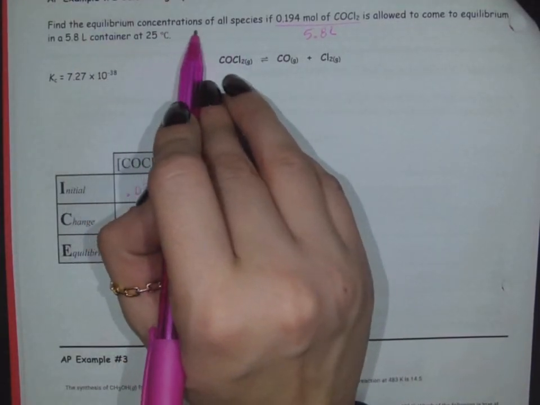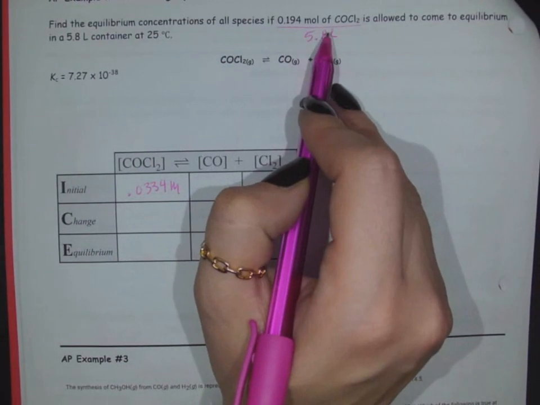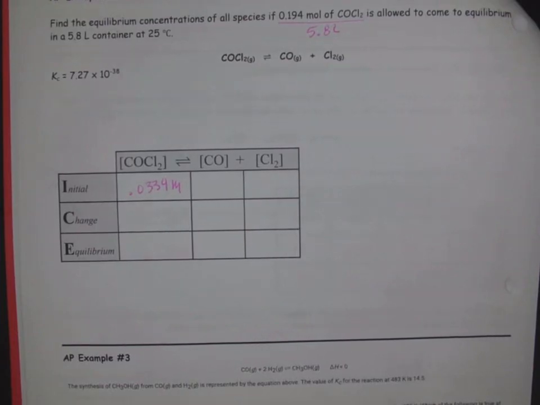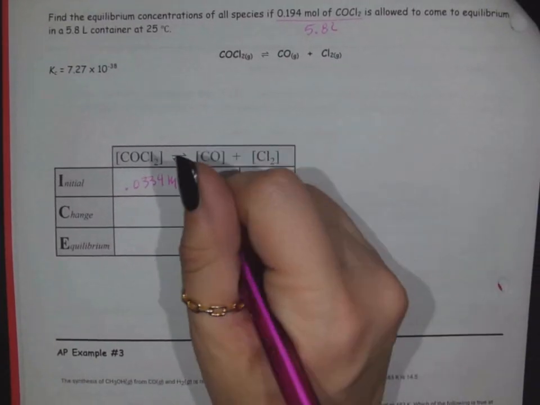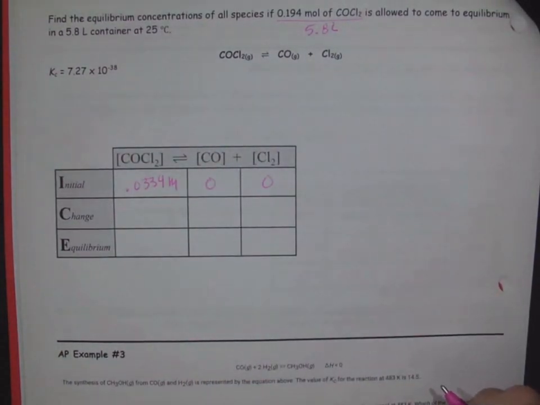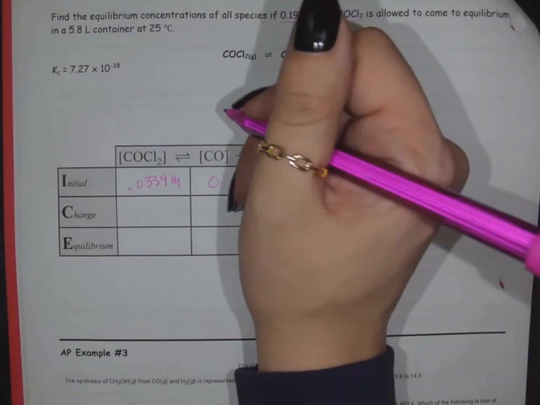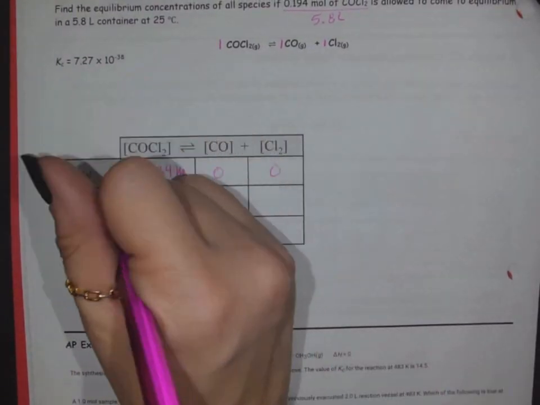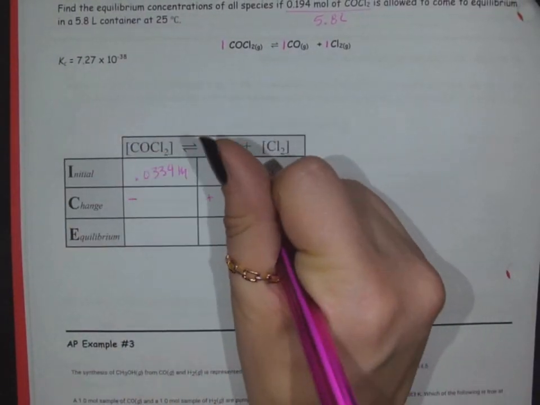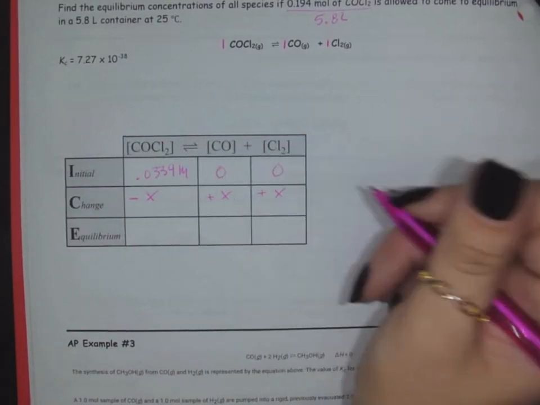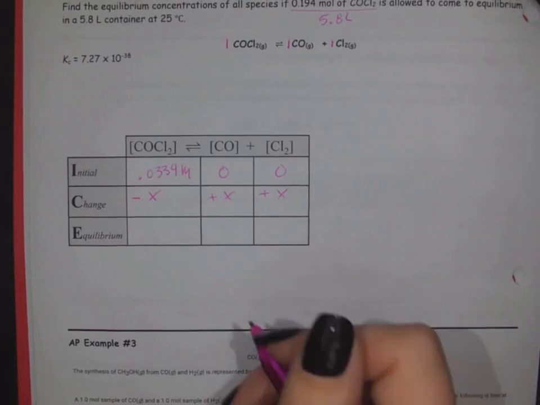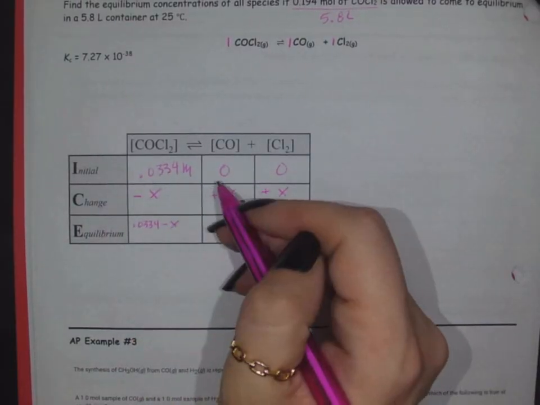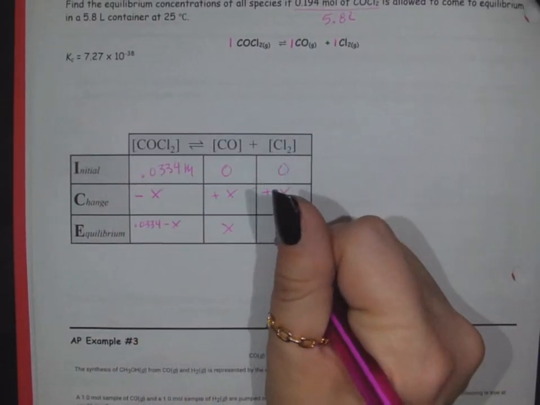So find the equilibrium concentrations of all the species if this many moles is allowed to come to equilibrium in that container. All right, so it didn't directly say this, but I'm going to make the assumption that we're starting with only reactants and that we have 0 moles/molarity of products. I'm going to use the coefficients in the front to say how this is going to change. So it's going to be minus for my reactants and positive for my products. And then they each had a coefficient of 1, so I have a 1x there. So at equilibrium, it would be 0.0334 minus x, and then 0 plus x, which would just be x, 0 plus x, which would just be x.